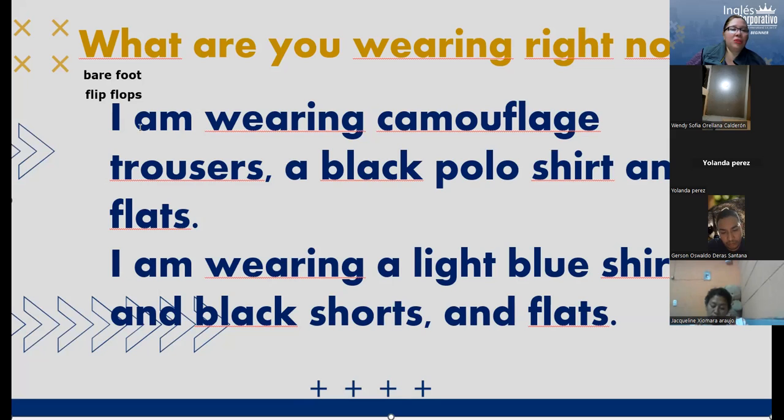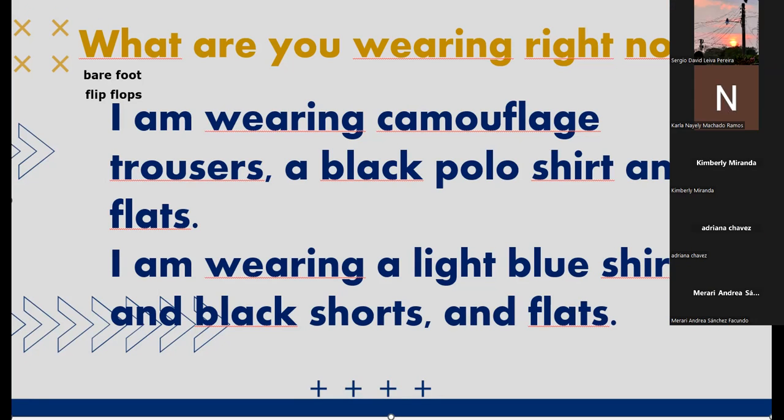Ajá. Cuando digamos después de wearing, no digamos is, ¿verdad? Vamos a decir, I am wearing, y de una vez decimos el color de la cosa y la cosa, ¿sí? I am wearing, okay. Me dijo, ¿qué color era la camisa? What color is the shirt? Black. Okay, I am wearing a black shirt, right? Green pants and green socks. Bien combinado, yes. Diego. Ajá, muy bien.